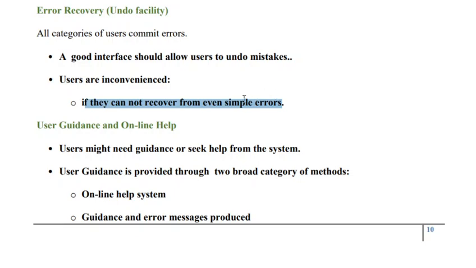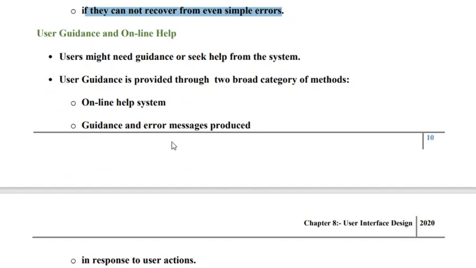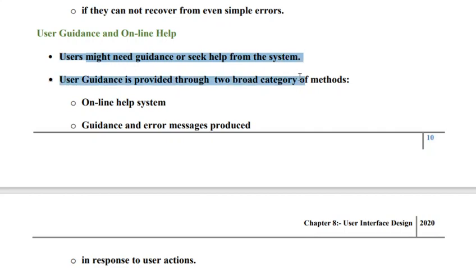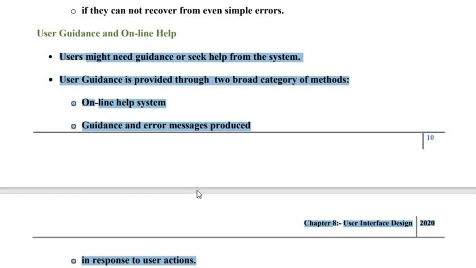Now, user guidance and online help. Every good user interface should have online help associated with it. The user might need guidance or seek help from the system. User guidance is provided through two broad categories of methods. One is called online help, and the other one is guidance and error messages produced in response to the user action. So that is the way feedback or online guidance or user guidance is provided.